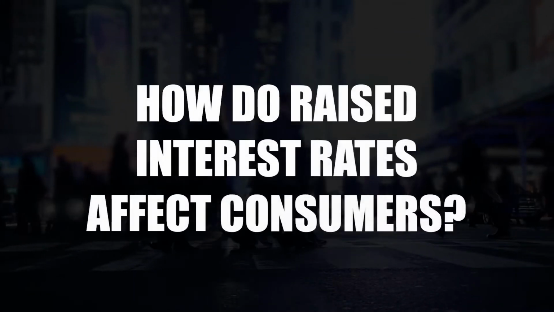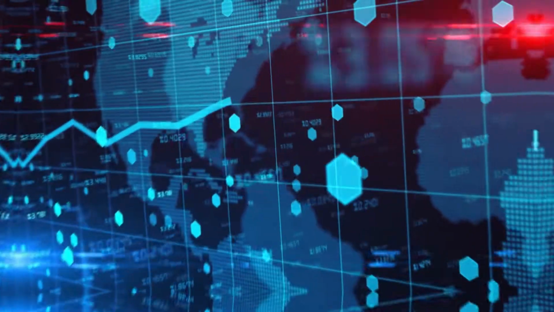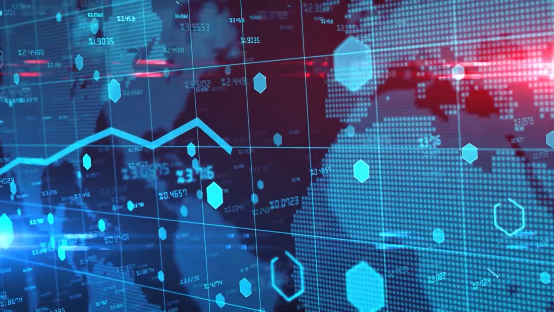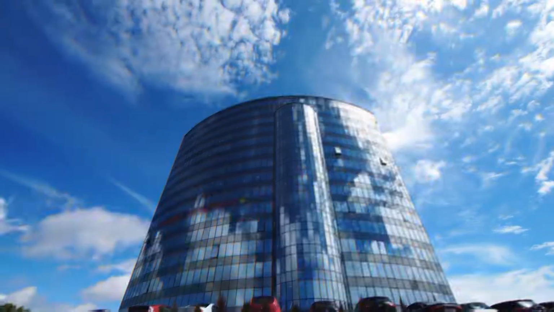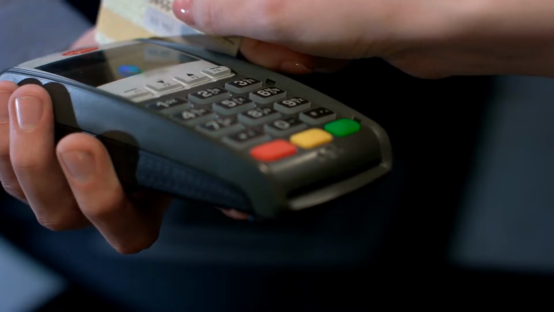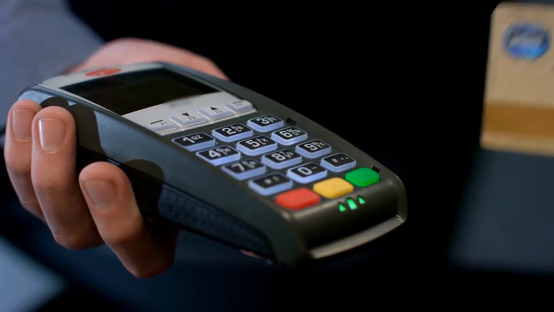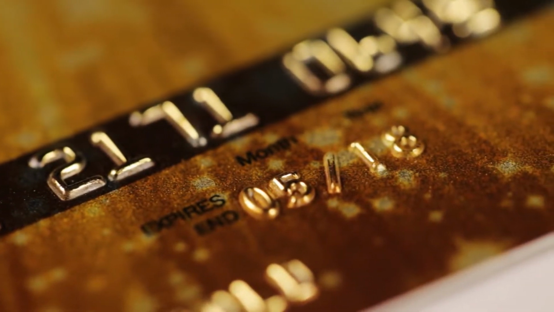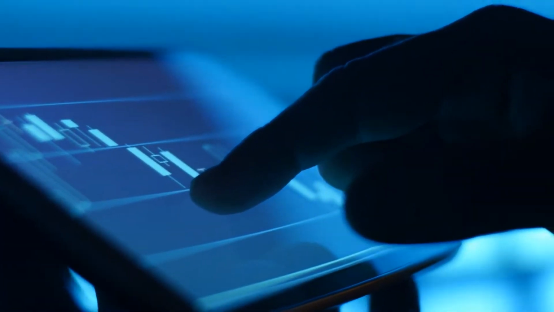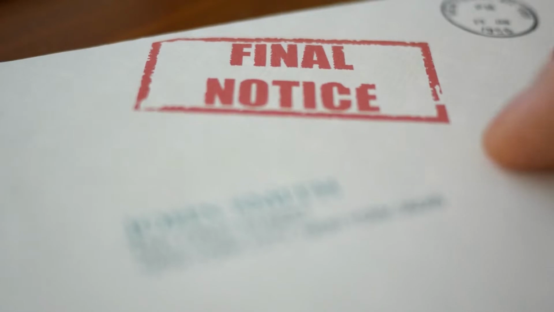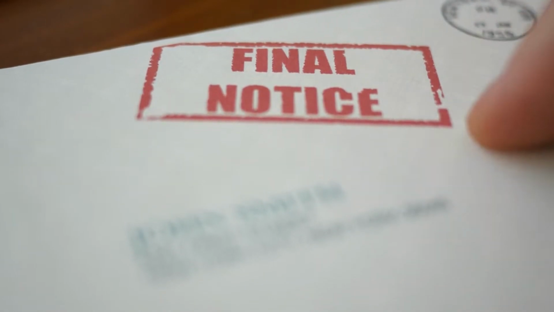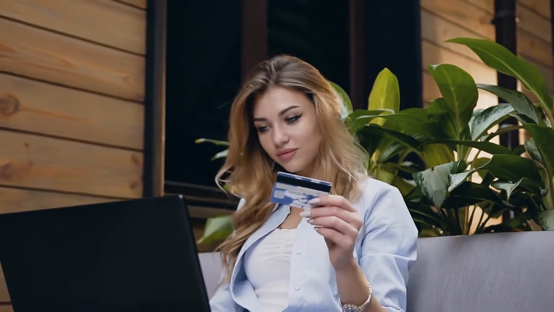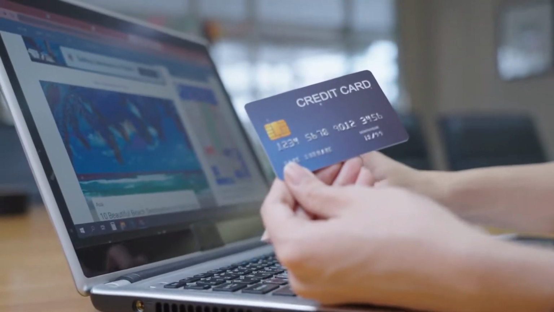How do raised interest rates affect consumers? The Federal Reserve recently raised interest rates, which has many consumers wondering how it will affect them. Here are a few things you should know. Your credit card payments will probably go up. If you have a variable rate credit card, your issuer can raise your rate at any time and for any reason. However, they must give you 45 days notice. So if you've been carrying a balance on your credit cards, now is the time to pay it off or transfer it to a card with a lower interest rate.